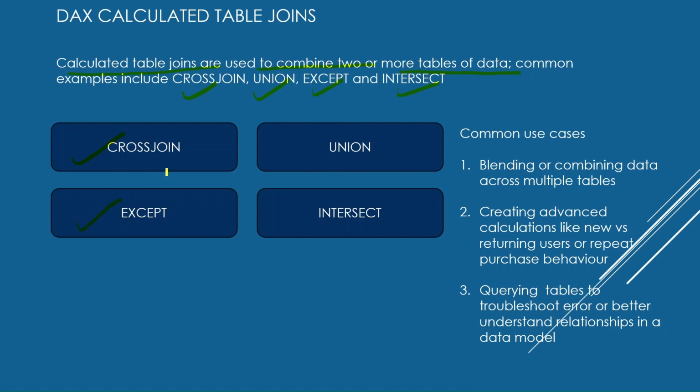Except will figure out the data which is present only on the left hand side table. Union will give you the combination of the data which is present in the two tables, but one catch is there: the number of columns must be the same. The intersect will give you the data which is the overlapping between two tables.